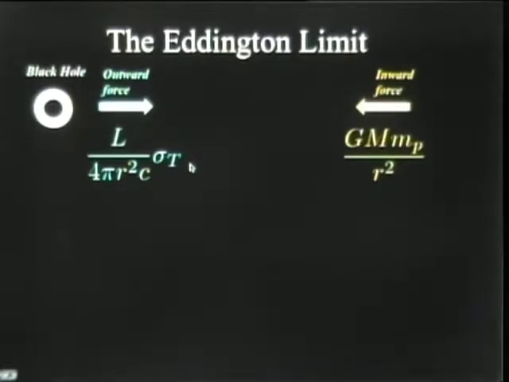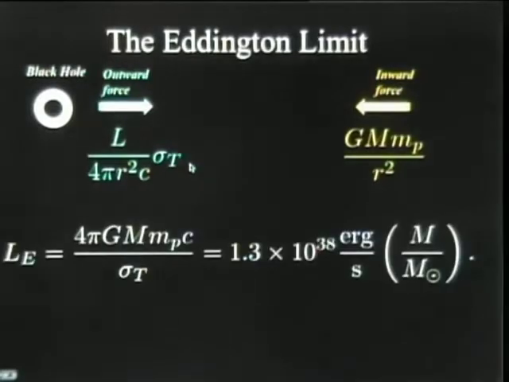So for every electron-proton pair, the outward force needs to be smaller than the inward force in order to allow accretion. And so that gives the sense of a limiting luminosity when the two forces are equal, which is called the Eddington luminosity. It's given by equating these two forces and noticing that the distance dependence cancels out. So this luminosity applies, at least in the Newtonian regime, at all distances. And the value of this luminosity is close to 10 to the 38 ergs per second for a black hole of one solar mass.